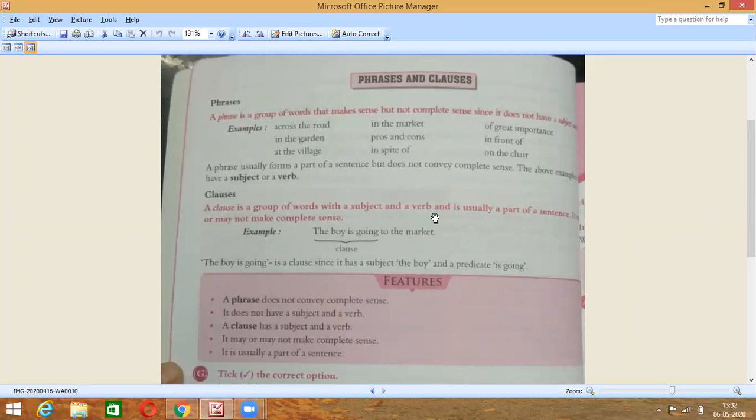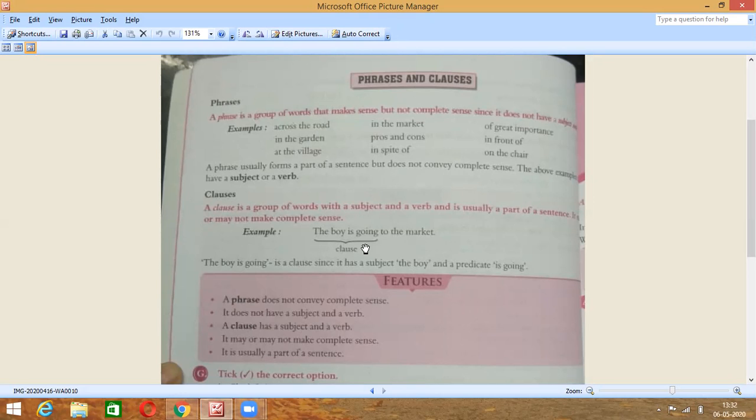We can explain it like this. A clause is a group of words with a subject and a verb and is usually a part of a sentence. That means a clause is a part of a sentence. If I have been given a bigger sentence, then it will be the part of a sentence.